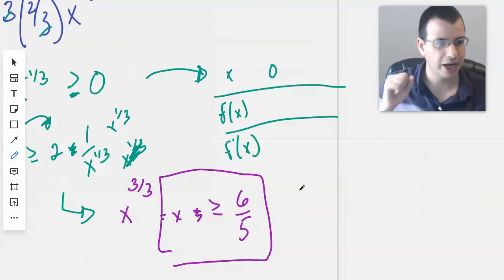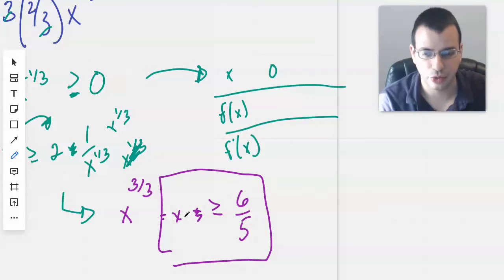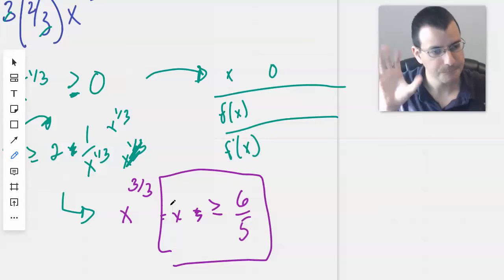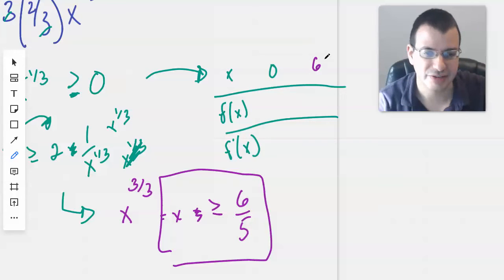So if we did this by looking for critical points, what we'd do is we would have found the derivative equal to 0, and we would have found that 6/5 was a critical point.